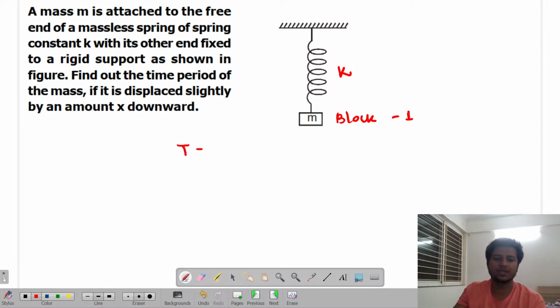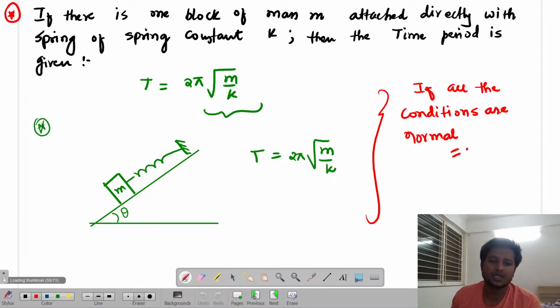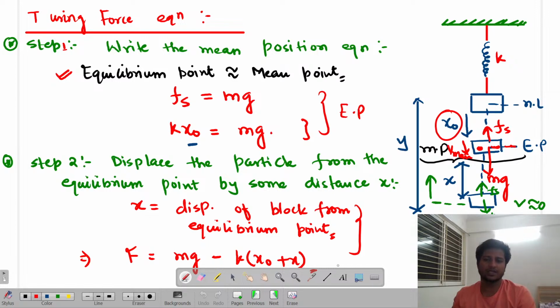हाँ, तो इसका टाइम पीरियड की वैल्यू क्या आएगी? सिंपल, same 2 pi root under m by k. Is that clear or not? Where omega will be given as just root under k by m. Are you able to get me? So if it is a one block, one spring system, the time period is very simple, which is 2 pi root under m by k. मेरी बात समझ में आई है नहीं है? ठीक है ना? So basically that's what we proved earlier for the vertical case, isn't it?